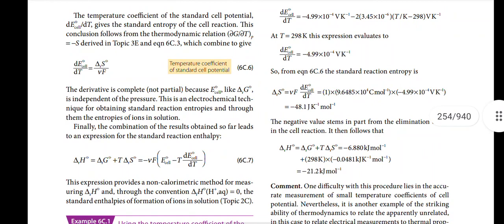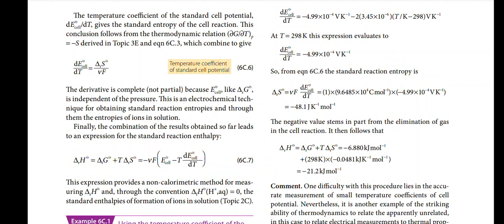The temperature coefficient of the standard cell potential, dE°_cell/dT, gives the standard entropy of the cell reaction. This conclusion follows from the thermodynamic relation (∂G/∂T) at constant P is equal to −S, derived in topic 3E, and equation 6C.3, which combine to give dE°_cell/dT = ΔS_R°/νF. The derivative is complete, not partial, because E°_cell, like ΔG_R°, is independent of the pressure. This is an electrochemical technique for obtaining standard reaction entropies and, through them, the entropies of ions in solution.